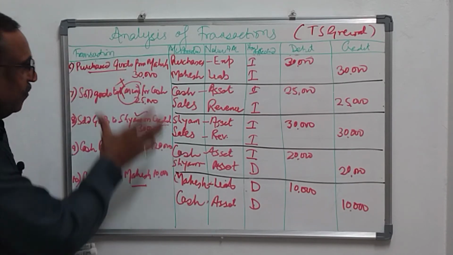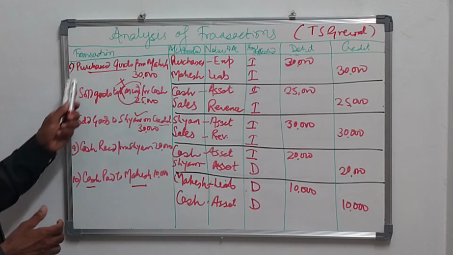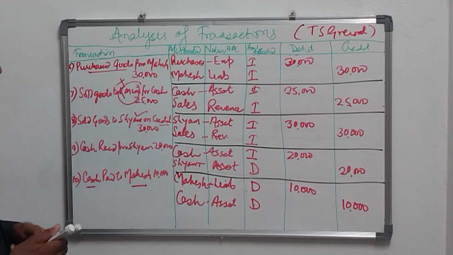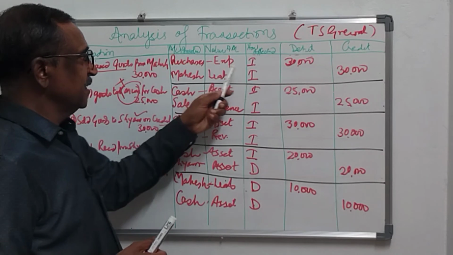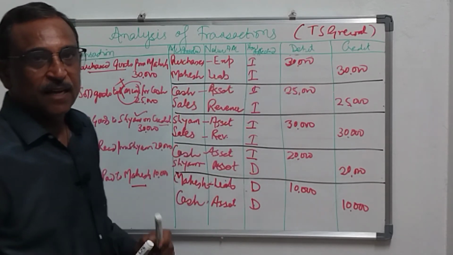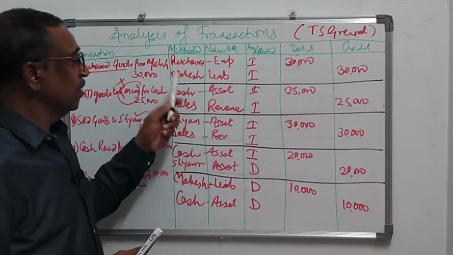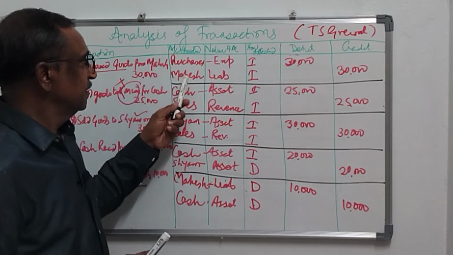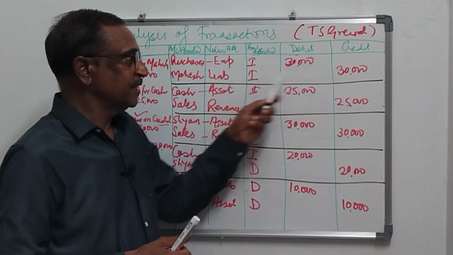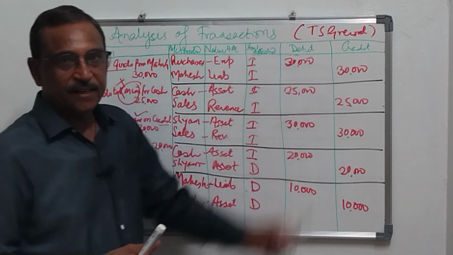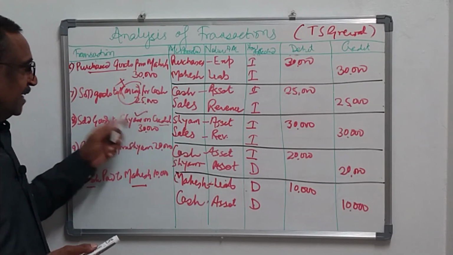Now we will revise what we have learned about these 5 transactions. First is purchase goods from Mahesh 30,000. So we can see purchases are involved. Purchases being expenses, increase is debited as per the rule of modern approach. Mahesh has become your liability because you are purchasing goods on credit. So he is your creditor and creditors are your liabilities, and your liability is increasing by 30,000. Increase in liability is credited. Okay.